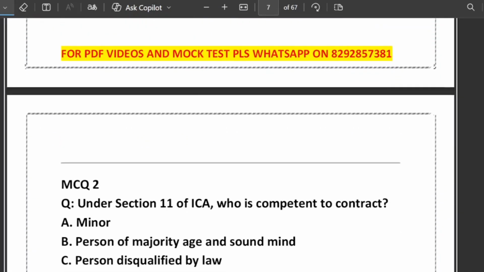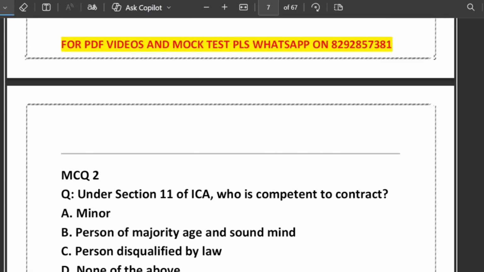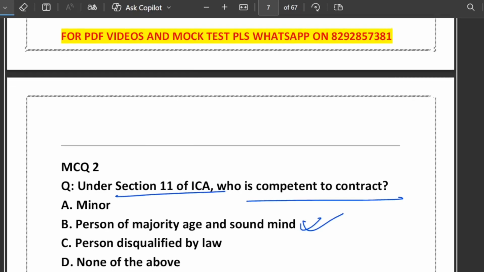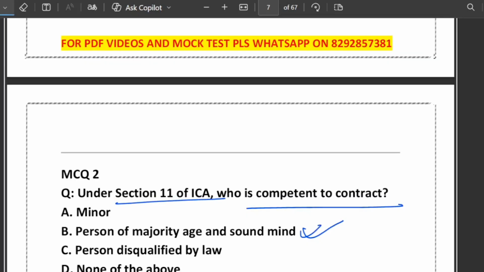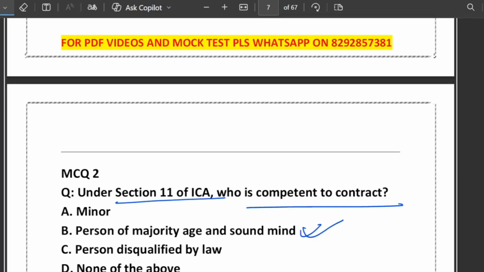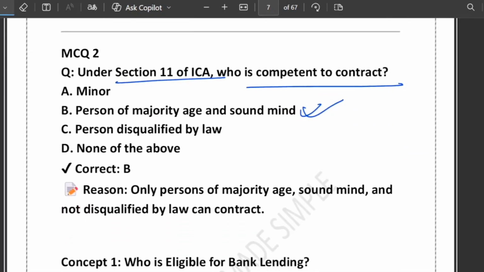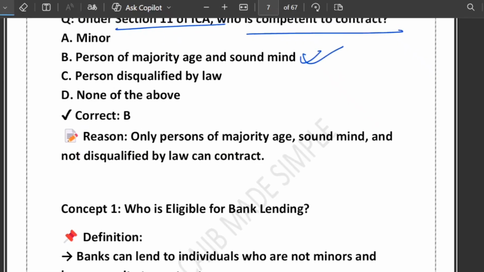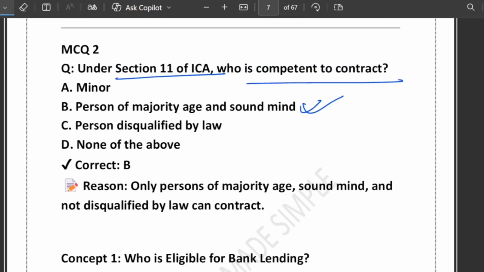Next question. Under Section 11 of the ICA, Indian Contract Act, who is competent to contract? Minor, person of majority age and sound mind, person disqualified by law, none of the above. So under Section 11 of the ICA, a person of majority age and sound mind is competent to contract. Yes, it is the correct one. Only a person of majority age and sound mind, not disqualified by law, can contract. B is the correct one. Right. Now, the next concept is who is eligible for bank lending.